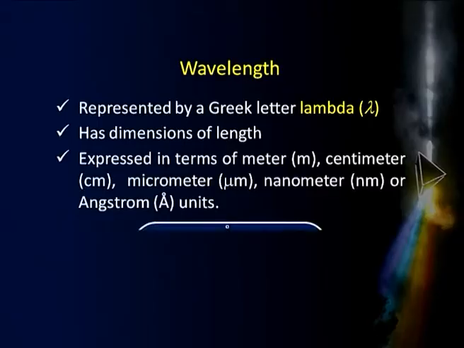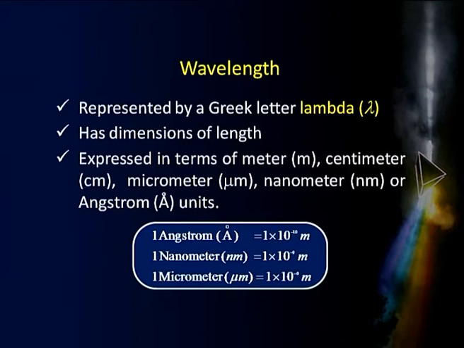So, that is the kind of units we use here. That is the typical conversions I am just referring to. Angstrom is 10⁻¹⁰, nano is 10⁻⁹, micro is 10⁻⁶ meters. Yet another one, the third characteristic of our EM radiation, is the frequency.